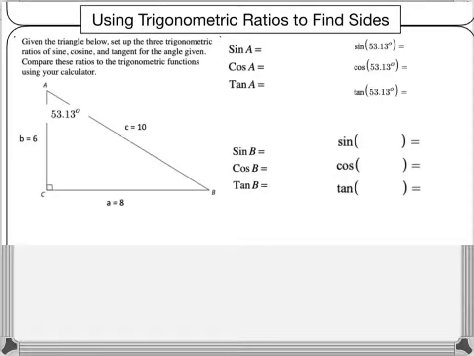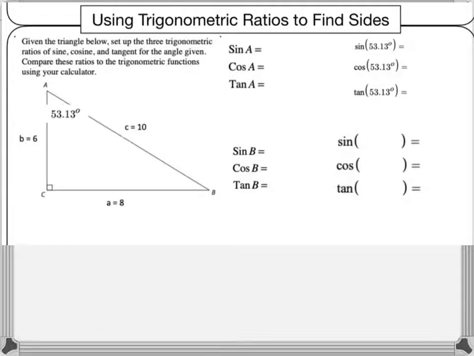Okay, so what we're going to do is take a look at what the calculator does here. What we're looking at is what the calculator does when we ask it for the sine, cosine, or tangent of something. How does it know what to do?